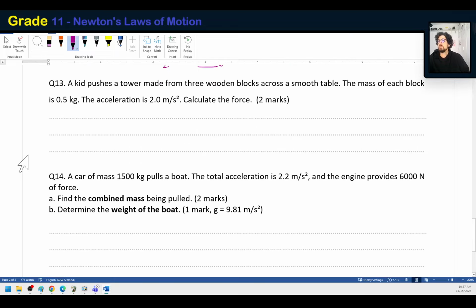A kid pushes a tower made of 3 blocks across a smooth table. The mass of each block is half a kilo. The acceleration is 2 meters per second squared. They want the force. So again, it's always a good idea just to make a quick sketch, just so you're not confused. It helps me. If you're okay not doing one, that's fine.